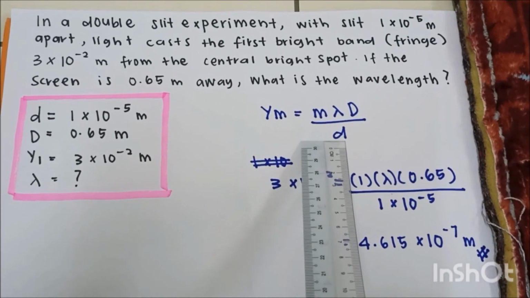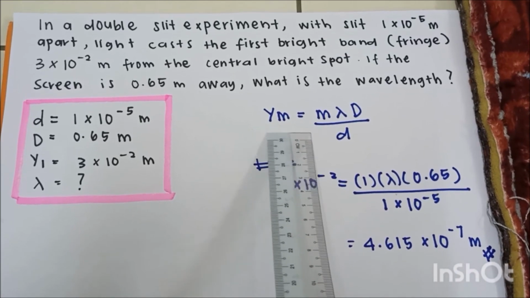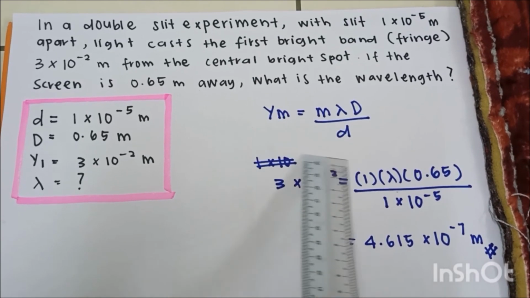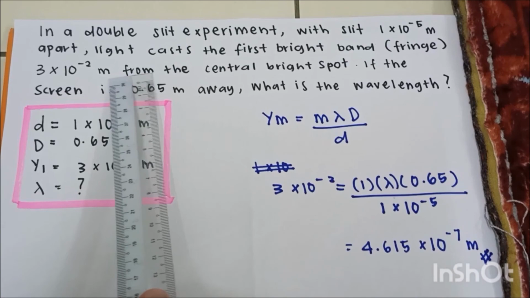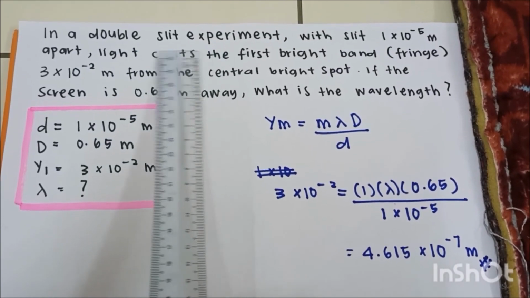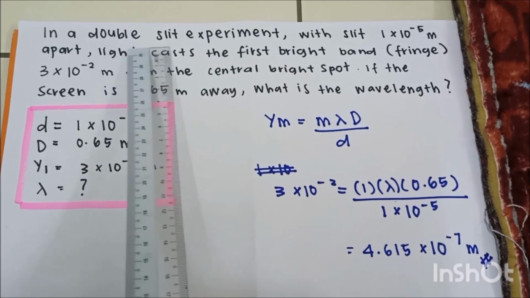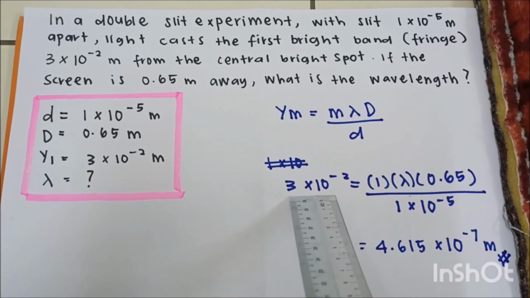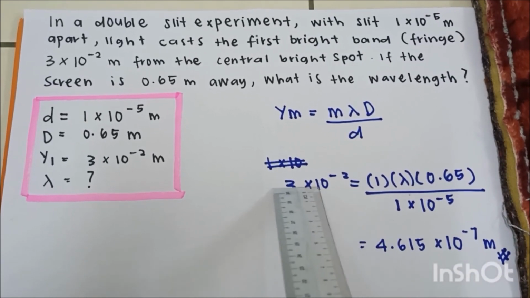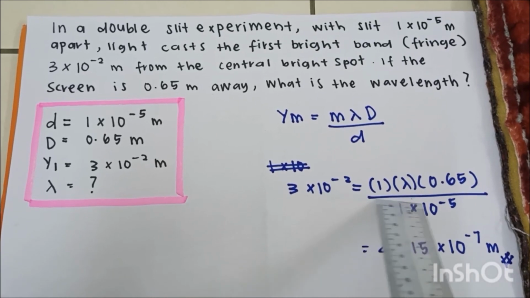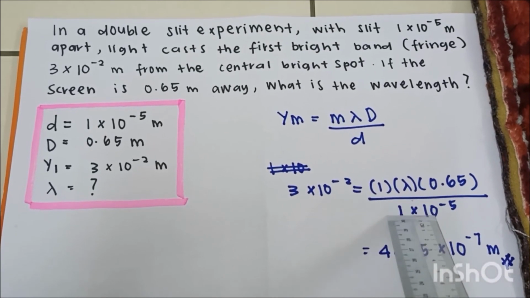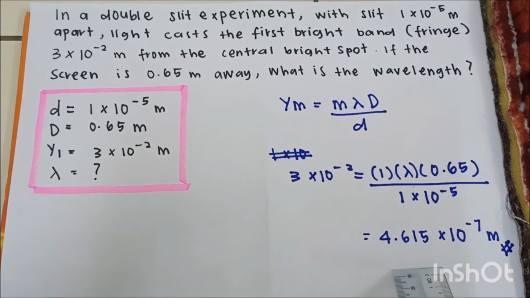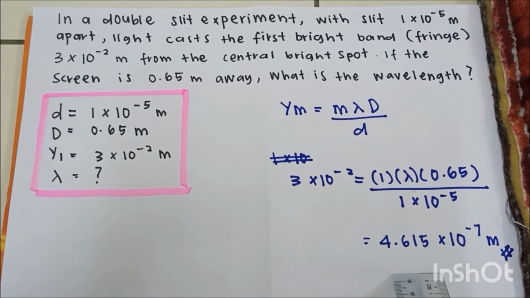Okay, so for this question, I will use the formula ym equals to m lambda D capital over d small. How did I know that we need to use this formula? From the question itself, it says a double slit experiment. So when we find this keyword in the question, we know that we need to use this formula. So we just substitute the value based on the formula. 3 times 10 to the power of negative 2 equals to 1 lambda 0.65 divided by 1 times 10 to the power of negative 5. So we will get the answer, which is 4.615 times 10 to the power of negative 7 meters.